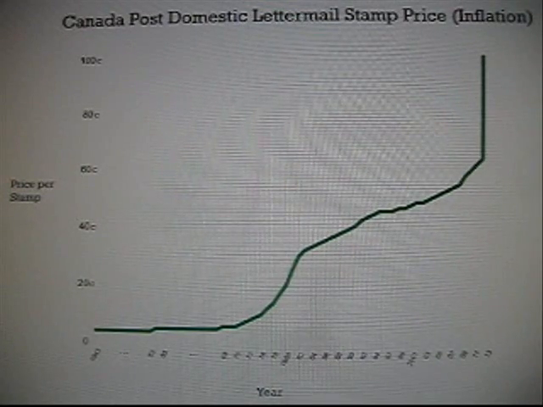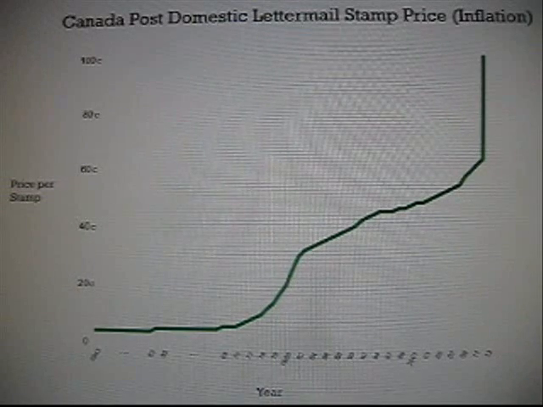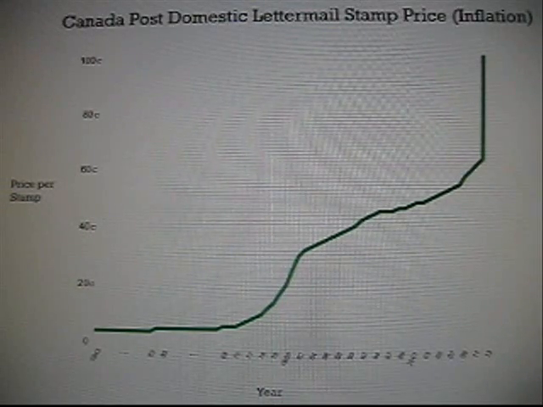Canada Post is having some price increases along with other changes they're making in the first 2 or 3 months of 2014. And I don't want to talk too much about Canada Post specifically, but I do want to talk about those price increases in general and what it means in the inflation versus deflation debate.